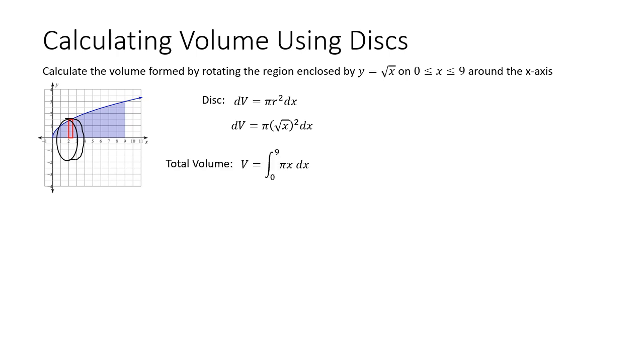So, by the way, square root of x squared is just x. And so we calculate the integral from 0 to 9 of pi x dx, which I remind you, you can use Desmos for. And that ends up being 81 over 2 pi. And that's all we have to do.